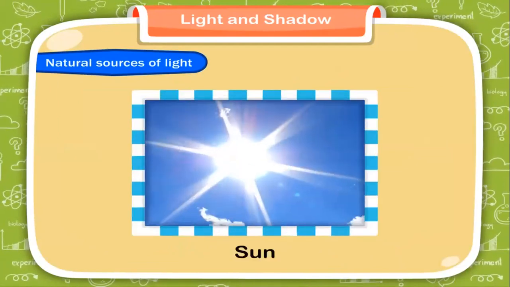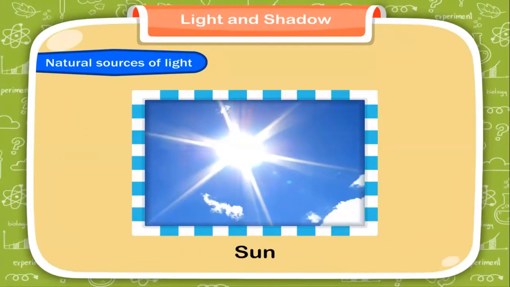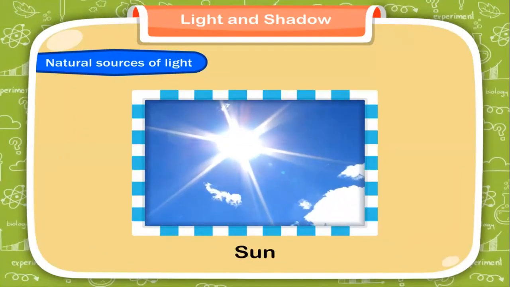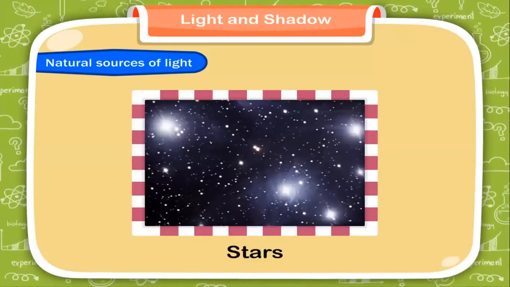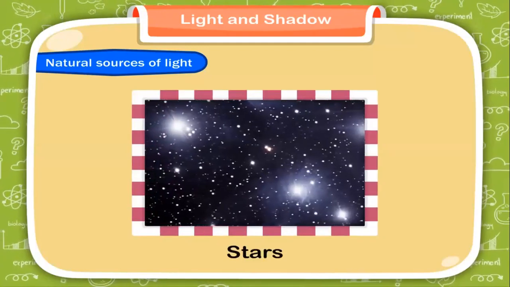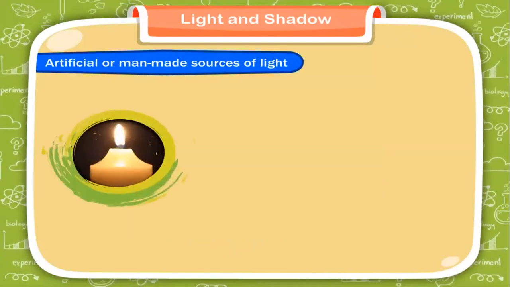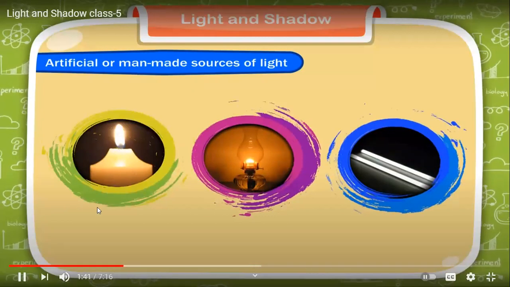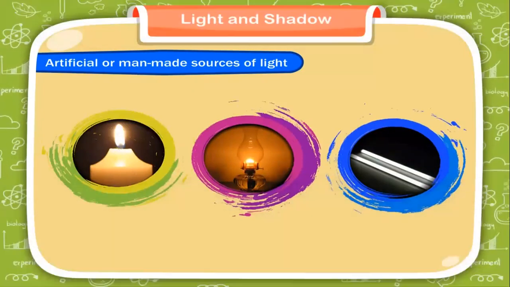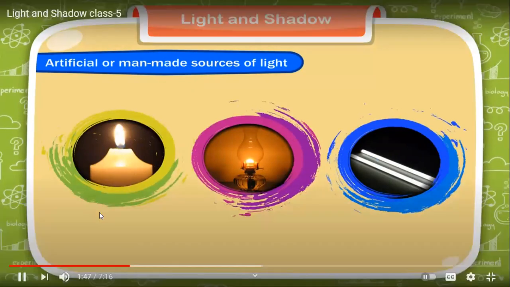Natural sources of light. The sun has enormous amount of energy. It is the main natural source of light. Stars are also natural sources of light. Artificial or man-made sources of light. Burning candle, oil lamp, tube light, etc. are the artificial or man-made sources of light. They enable us to see objects during night time.